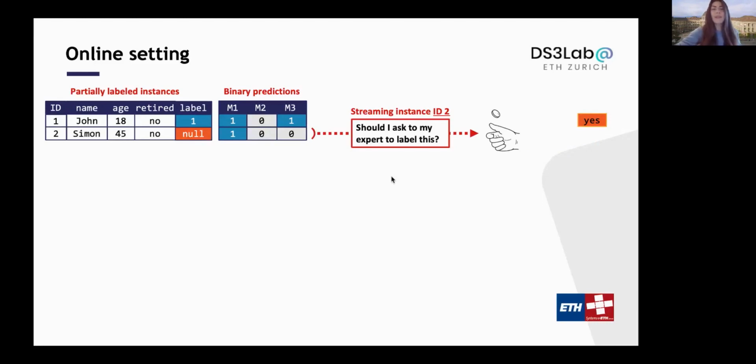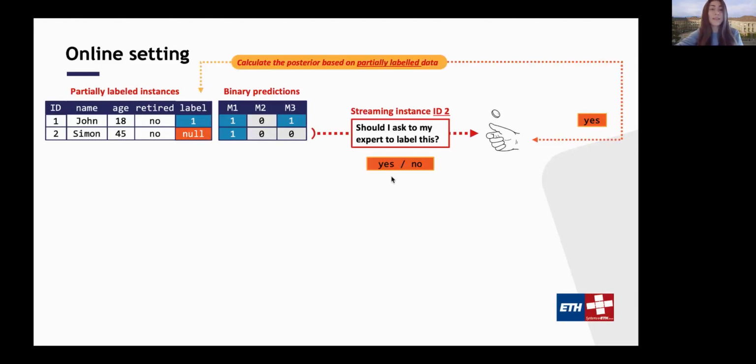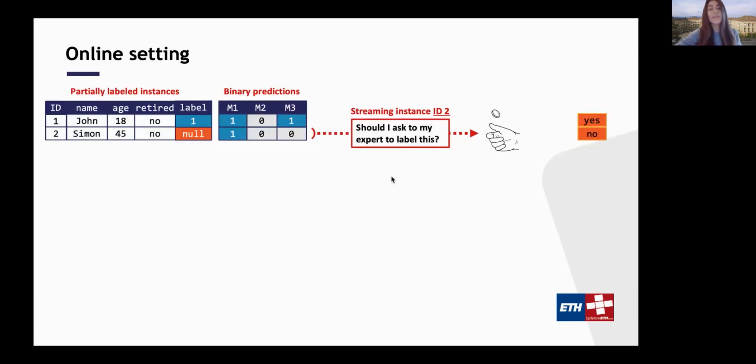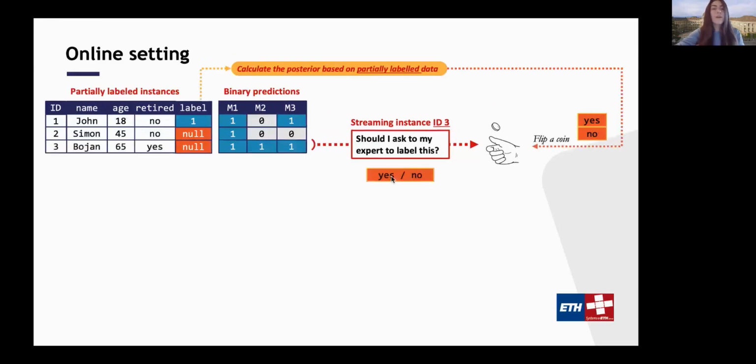So I have the second instance now, and I will ask the same question. But there is one thing that I would like to draw your attention to, which is that now I have some evidence, which is the partially labeled instances. I would like to use this to calculate a posterior belief on the models based on this evidence, which is the labeled data. In addition, the new second instance also has some uncertainty, so I'm also going to incorporate its uncertainty in the form of hypothetical loss into my system. And using these two pieces of information, I will flip a coin and decide whether to ask the expert or not. Then I repeat the same thing for the third instance.